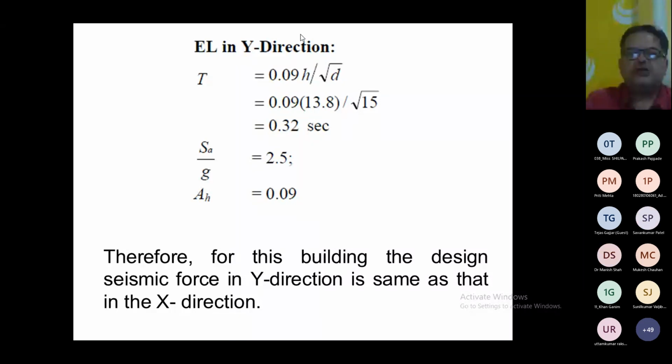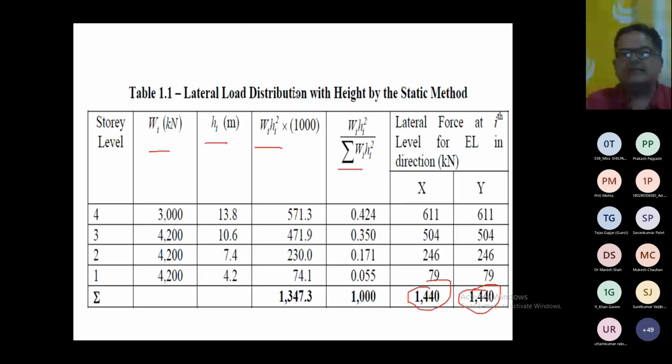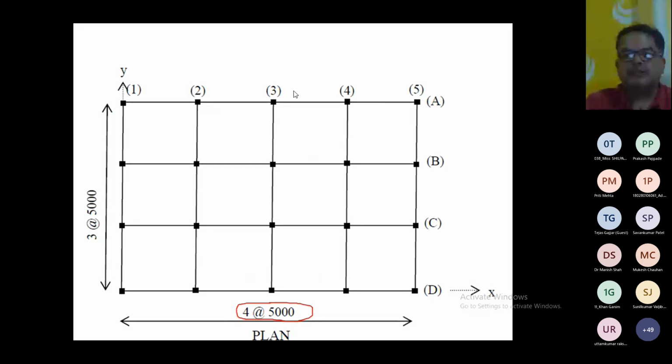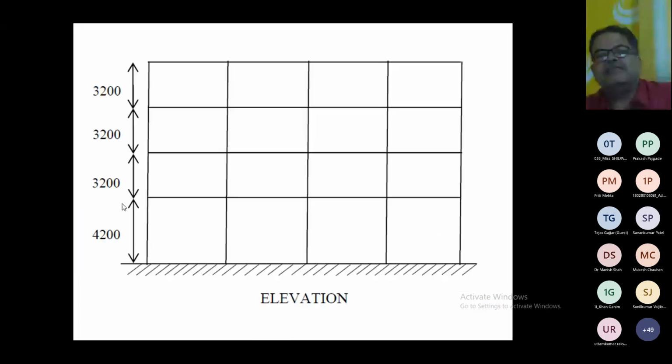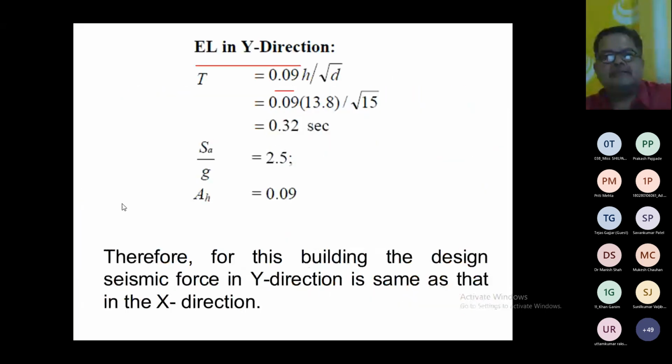Okay, now we go for the second direction, Y direction. When we talk about Y direction, which Y direction are we talking about? Remember, this is X direction, right? So we have taken 20 meters. Now in Y direction, it will be 15 meters, right? The value of D is 15 meters.